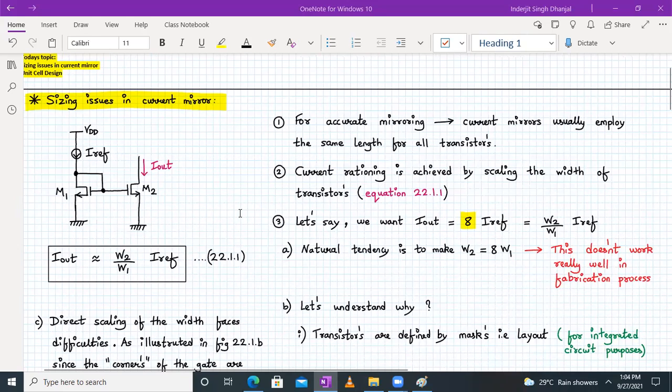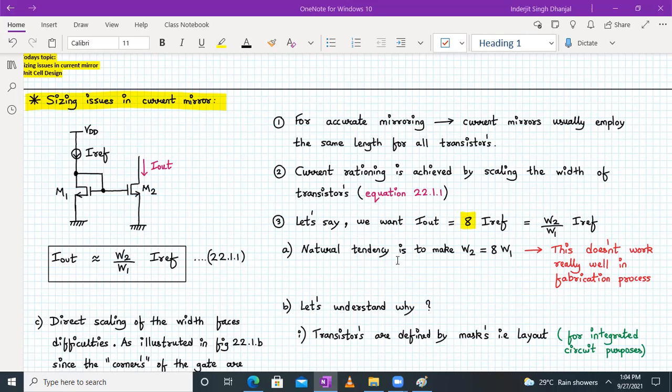So for accurate mirroring of current, current mirrors usually employ the same channel length for all the transistors. That's why in this formula you see L is not there, because L is the same for both M1 and M2 transistors. Also, the current ratioing is achieved by scaling the width of the transistors, as evident from this equation. So let's say we want I out equal to 8 times I reference. Then W2 by W1 is equal to 8, so the natural tendency is to make W2 equal to 8 times W1.